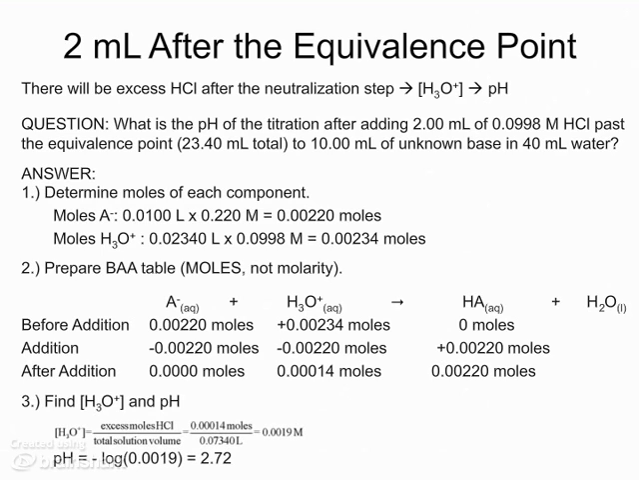So we know the H3O+ concentration is equal to our excess moles of HCl divided by the total solution volume. So we have 0.00014 moles of HCl divided by 0.0734 liters of solution, and we get 0.0019 molar. So we can take the negative log of this concentration to get pH, and we get 2.72. We can ignore the HA because it contributes a negligible amount of H3O+ relative to how much H3O+ we get from HCl.